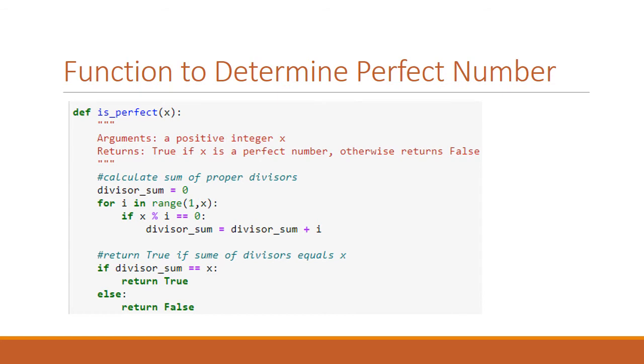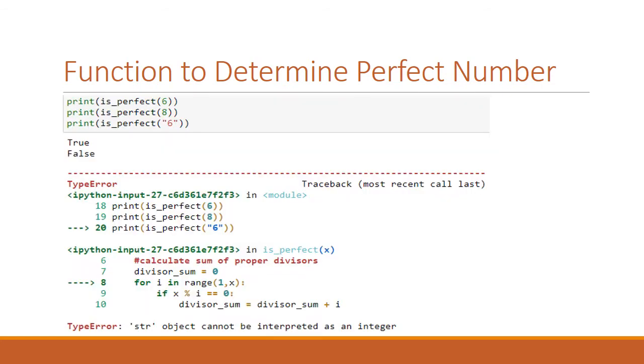Once the for loop is terminated, we can check to see if our sum is equal to our number. If it is, we're going to return true. Otherwise, we'll return false. Here's an example of a Python program that calls our isPerfect function 3 times.